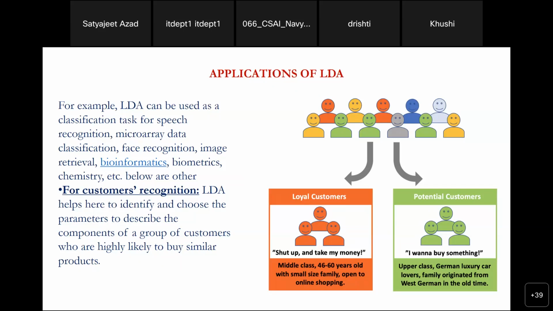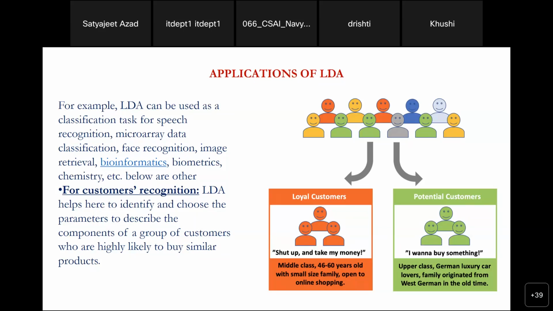For the first application of this LDA, I just want to discuss customer recognition, right? LDA helps here to identify and choose the parameters to describe the components of a group of customers who are likely to buy some similar products. For example, in Amazon and all, you might have seen someone has purchased this, so they have also purchased that, right? In the back of those applications, apart from market basket analysis, maybe naive Bayes, maybe logistic regression, they also apply this kind of LDA, right?